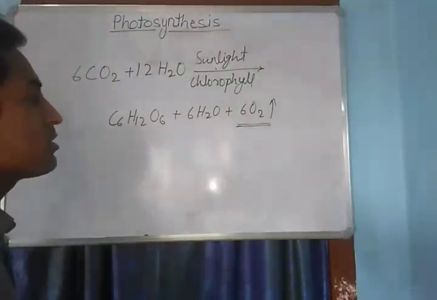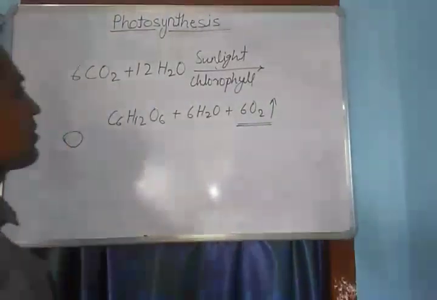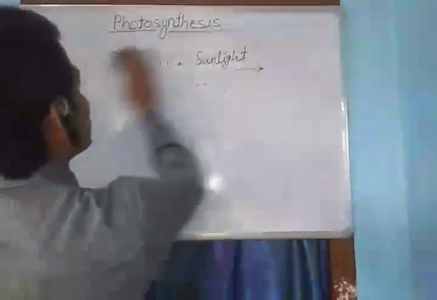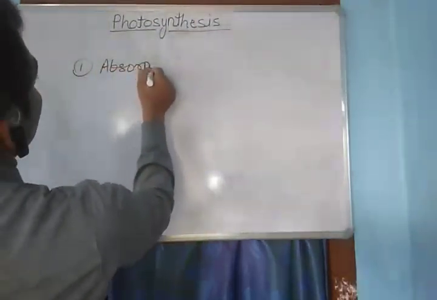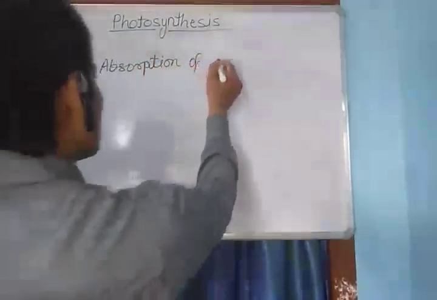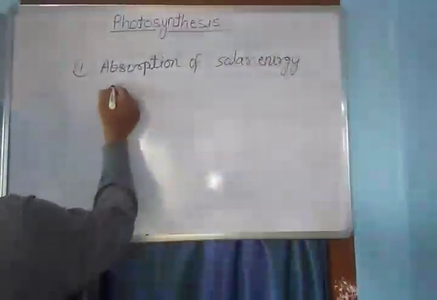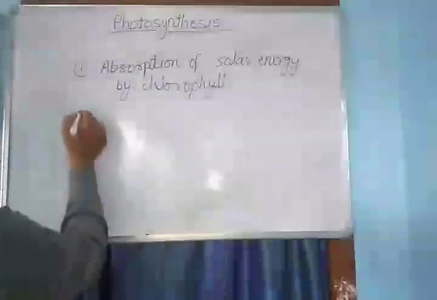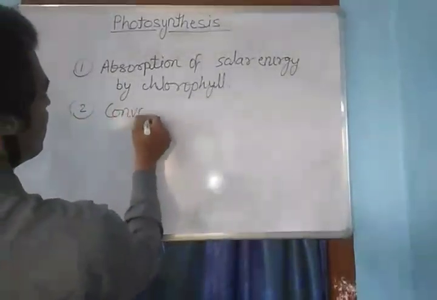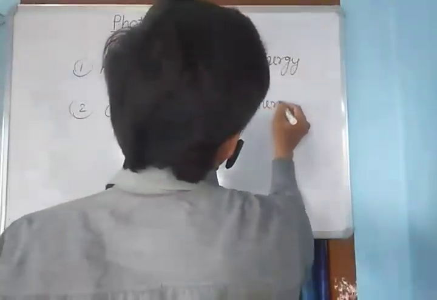is completed with some events, and the stepwise events are: the first one, absorption of solar energy by chlorophyll. The second event, conversion of solar energy into chemical energy.